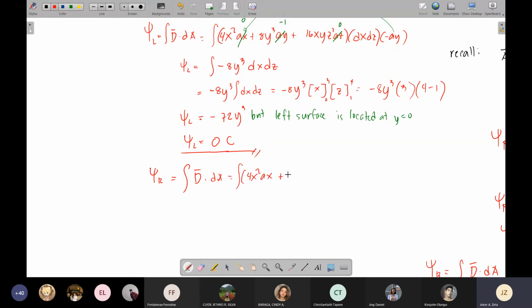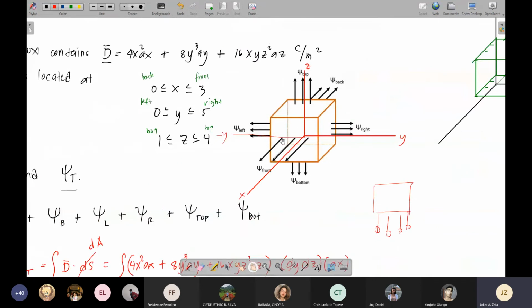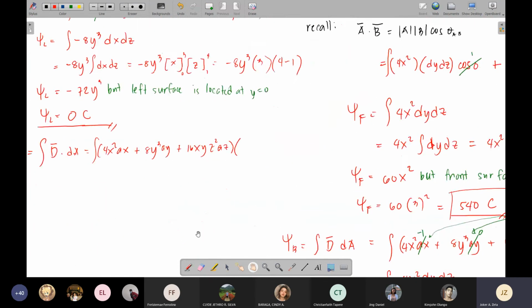4x squared ax plus 8y cubed ay plus 16xy z squared az, times the differential area dS, right. So of course, the area of the left surface is the same as the area of the right surface. Let's look at the dimensions of the right surface. You have the z-axis and you have the x-axis. So of course, dx dz again. So you have here dx dz.